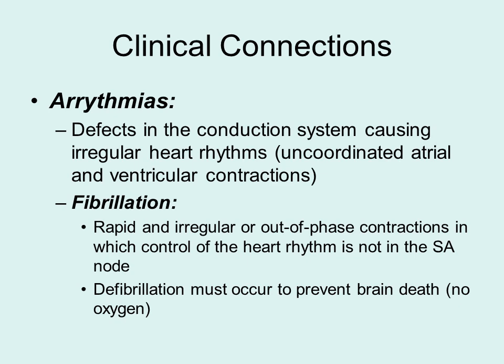Fibrillation is when you have very rapid, irregular contractions of the heart. It is not in what we call sinus rhythm, and you must defibrillate it in order to prevent essentially brain death from occurring, because the heart's not pumping efficiently. You're not moving the blood out of there. Therefore, the tissues, especially the brain, are not receiving the correct amount of oxygen that's needed for survival.